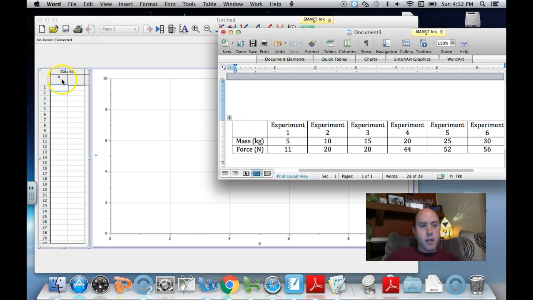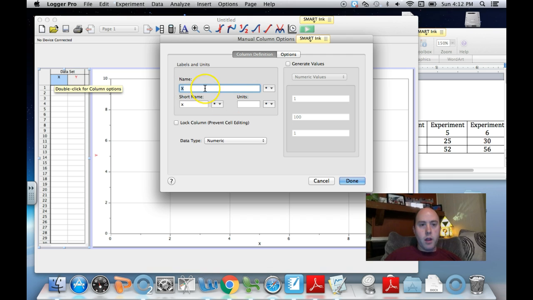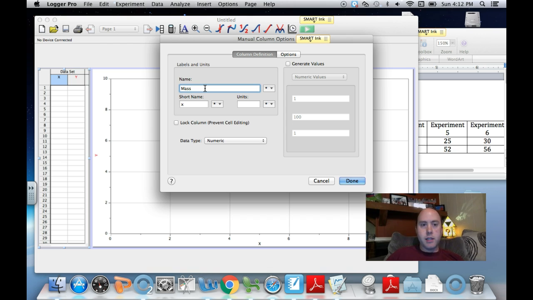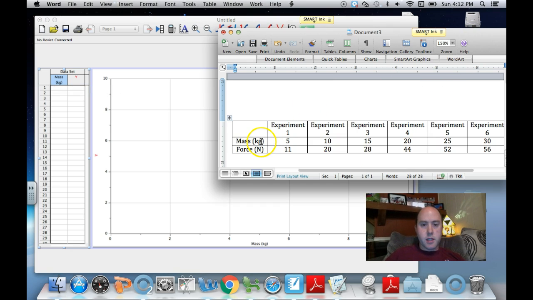So again, the x-axis will be my independent variable. So I'm going to double click the x. It even tells you to double click. For the name, I'm going to put mass. Again, this is generic. It's whatever your independent variable is. In my experiment, mass is the independent variable. Just put mass, the units, kilograms, and done. How do I know it's kilograms? Because it says kilograms here.